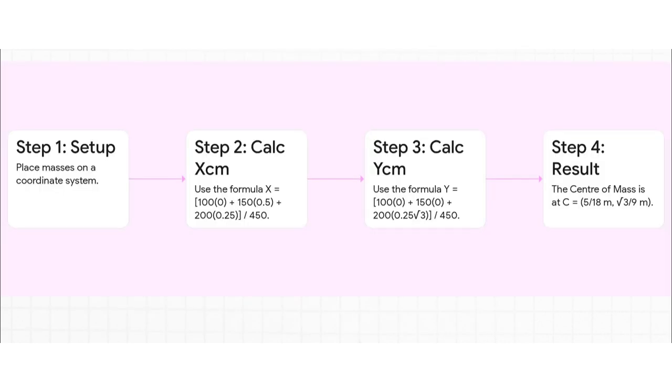Okay, let's tackle a typical exam question. We've got 3 particles here. First things first, step 1. You always want to place them on a coordinate system. Makes life so much easier. Then, for step 2, to find the x-coordinate, we just plug everything into that weighted average formula. See how we're multiplying each mass by its x position, adding them all up, and then dividing by the total mass? For step 3, you guessed it, we do the exact same thing for the y-coordinate. Just follow these steps carefully, keep your calculations neat, and I promise you'll land on the right answer every single time.